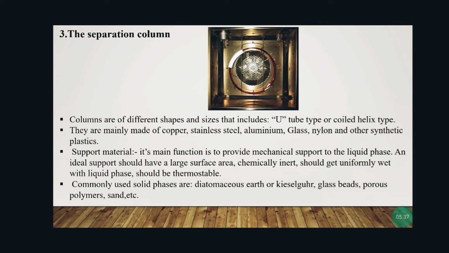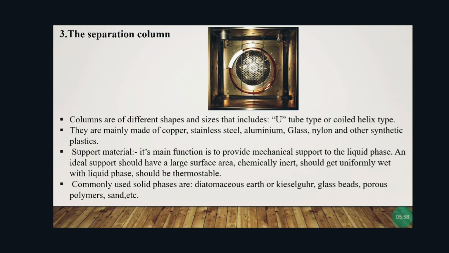Now, the most important part, you can say the heart of gas chromatography, is the separation column. Columns are of different shapes and sizes that include U-tube type or coil helix type. They are mainly made of copper, stainless steel, aluminium, glass, nylon and other synthetic plastic.